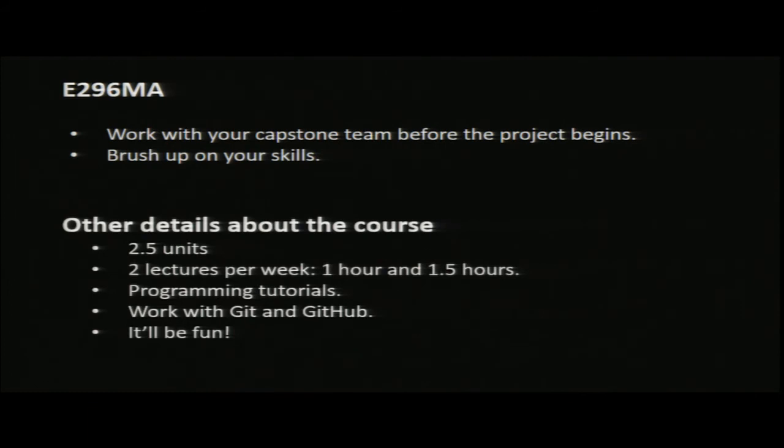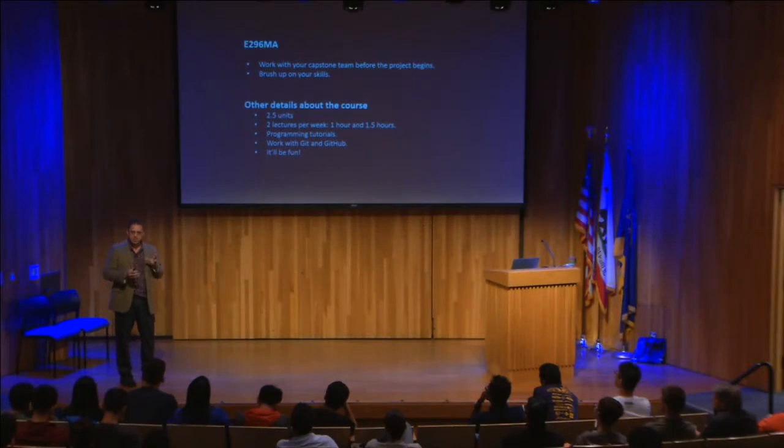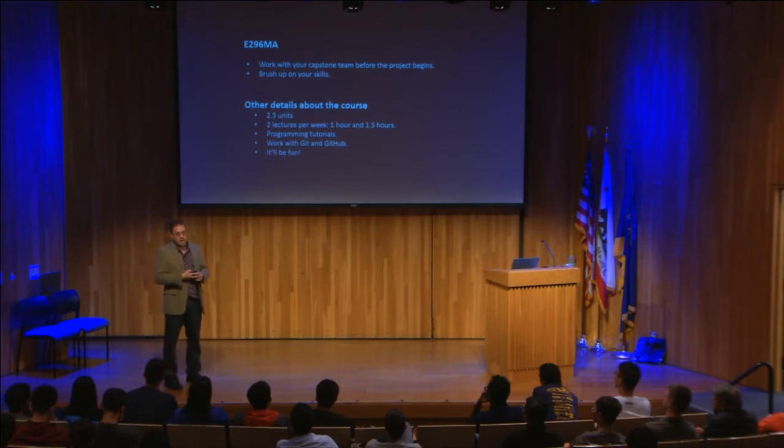A few other details about the course. I think Isabel mentioned some of this. It's a 2.5 unit course. That means we're going to have 2 lectures a week. One is on Mondays, it's going to be an hour, and on Wednesdays, it will be an hour and a half. We have a great GSI who will give some programming tutorials. We'll be working with Git and GitHub, and I'm going to try to figure out if we can do some of the homework submissions through GitHub, and that might be fun. And hopefully this will be a fun course. It's not, as I said, a deeply theoretical course, but it's more trying to put some perspective on engineering.